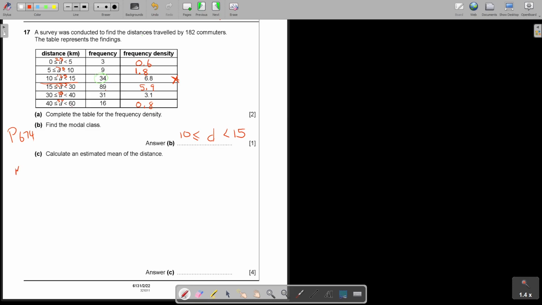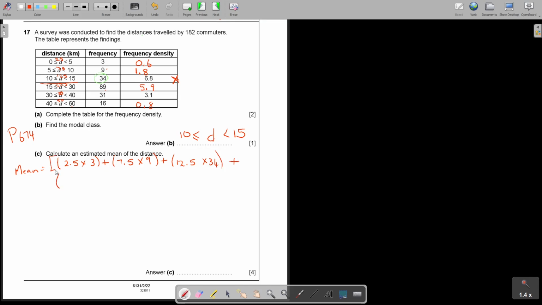To get the mean, you're going to say the middle value times the frequency. Remember, plus the middle value times the frequency, the 9. Then the middle value, 12.5, multiplied by the 34. Okay, plus, and I'm just continuing here.